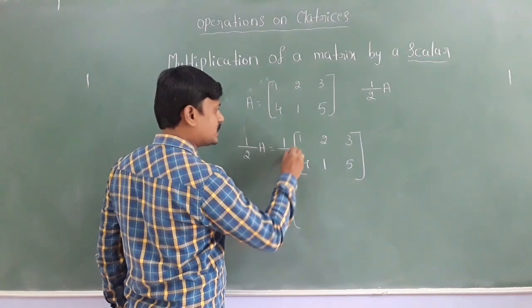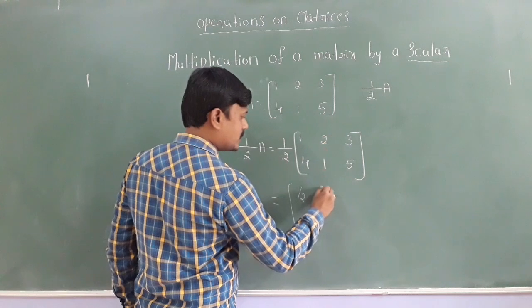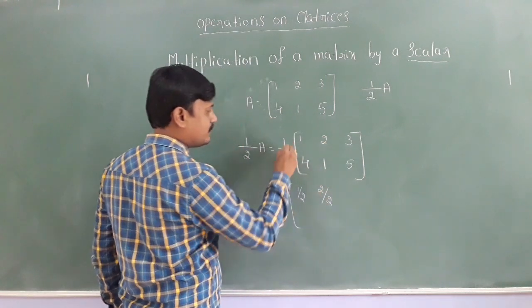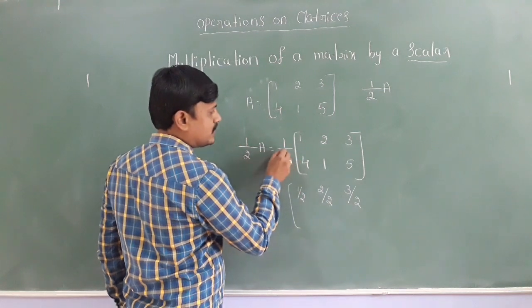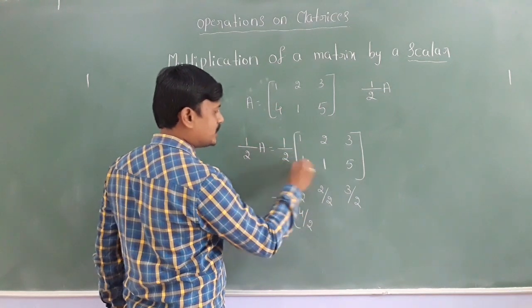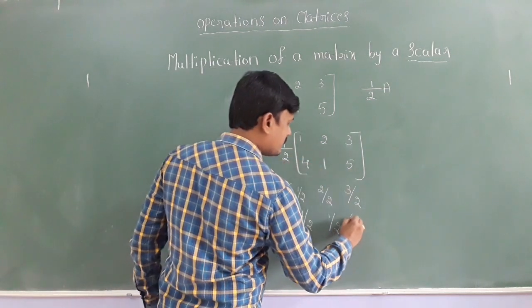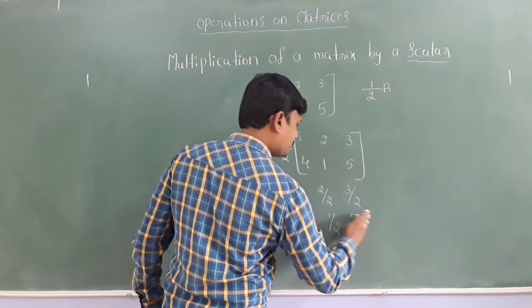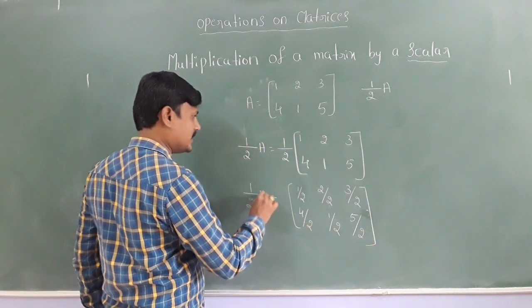Here 1 by 2 into 1 is 1 by 2. 1 by 2 into 2 is 2 divided by 2. 1 by 2 into 3 is 3 by 2. And 1 by 2 into 4 is 4 by 2. 1 by 2 into 1 is 1 by 2. And 1 by 2 into 5 is 5 by 2. It is the value of 1 by 2 into A.